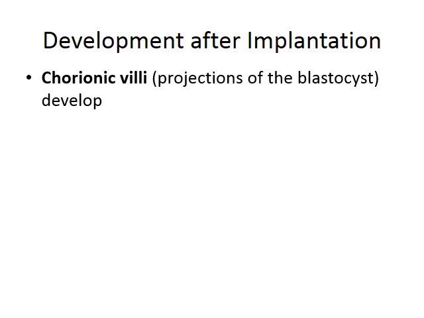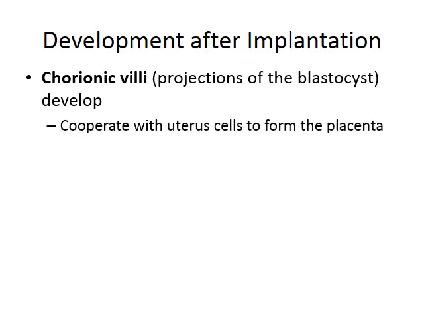And these chorionic villi actually work with those cells in the uterine wall and form something called the placenta that we'll talk about in a second here on another slide. But they help to form the placenta.